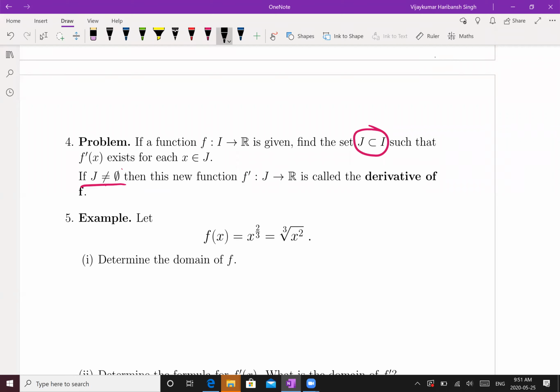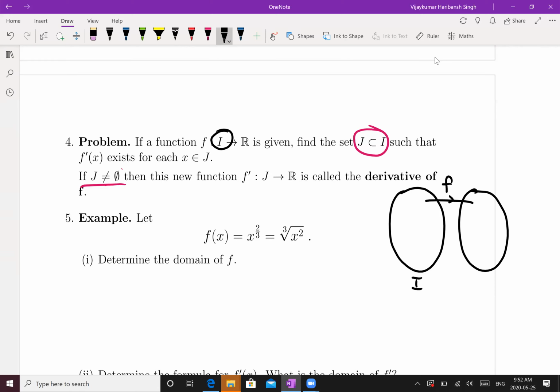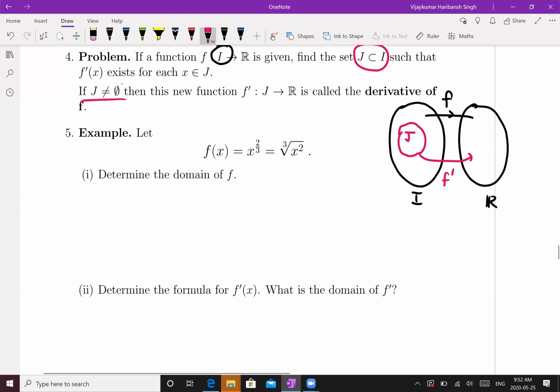So if I want to pictorially draw this, I have a function f. So I have a domain D, or in this case I, on which my function is defined. This is my original function f from I to R. And then my derivative should be at least defined on some non-empty set to talk about derivative as a function. Okay. Now, let's look at the following example.